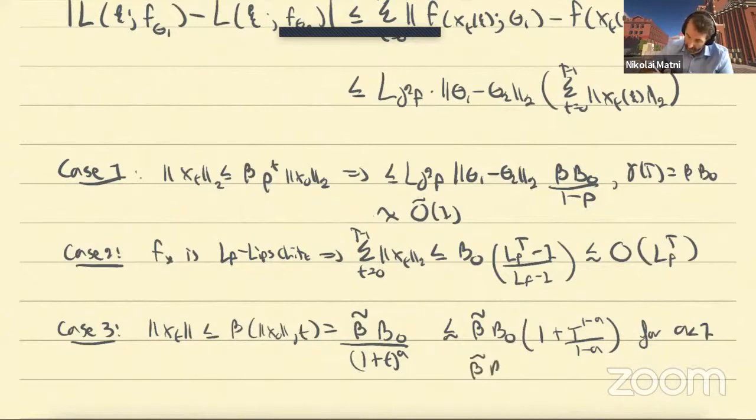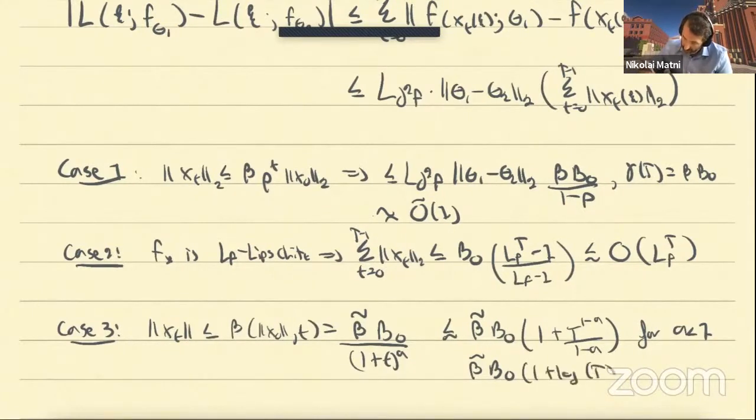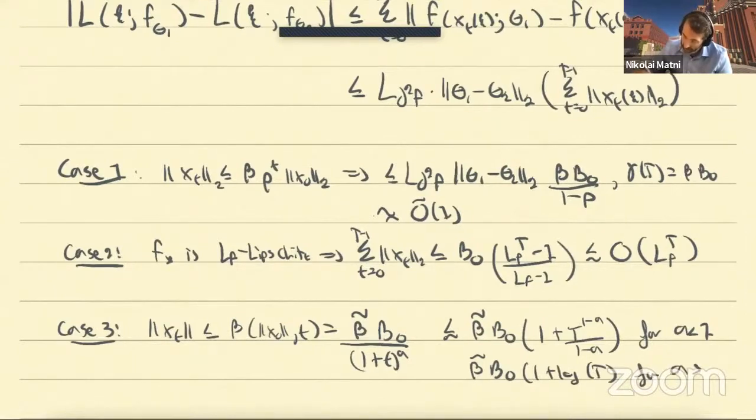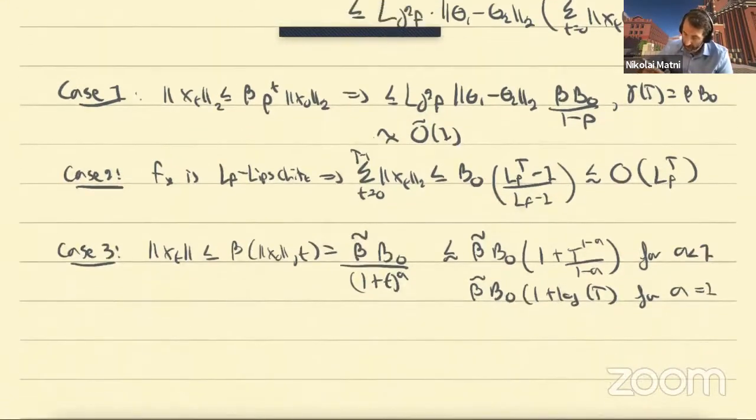Beta tilde b0 log t, 1 plus log t for a equal to 1. And then what does it look like? I think it's beta tilde b0 times some constant for a greater than 1, where this constant depends on the value of a.